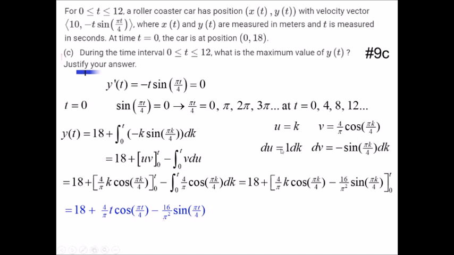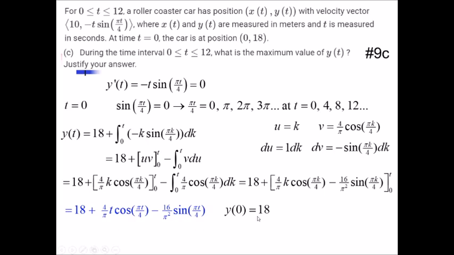Okay, now it's time to plug in 0, 4, 8, and 12. We'll start with y of 0. Now this one isn't so bad because we actually know y of 0. At time 0, the y value is 18. And if you plug that into this formula, you zero out this first term and you zero out this other term. So yes, you do get 18.